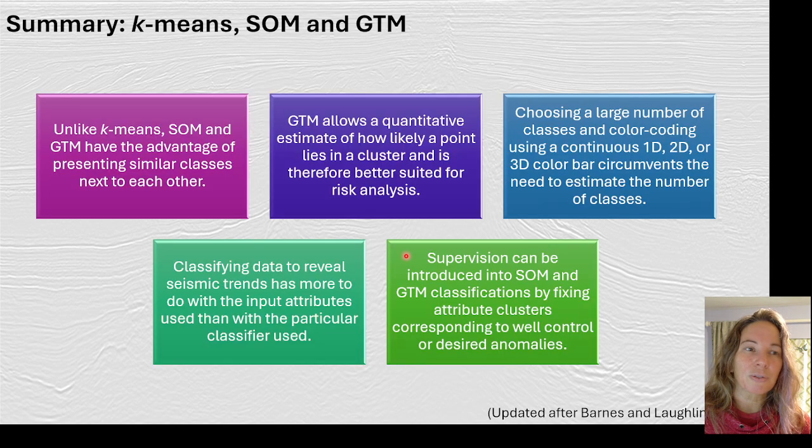Okay, so just for a quick summary of these more popular unsupervised methods, I think SOM and GTM have quite an advantage over k-means because they keep the similar classes next to each other in terms of the color scale, the 1D latent space color scale, which helps us as seismic interpreters. K-means definitely is very useful, but just in terms of colorizing, I like SOM and GTM a little bit better.